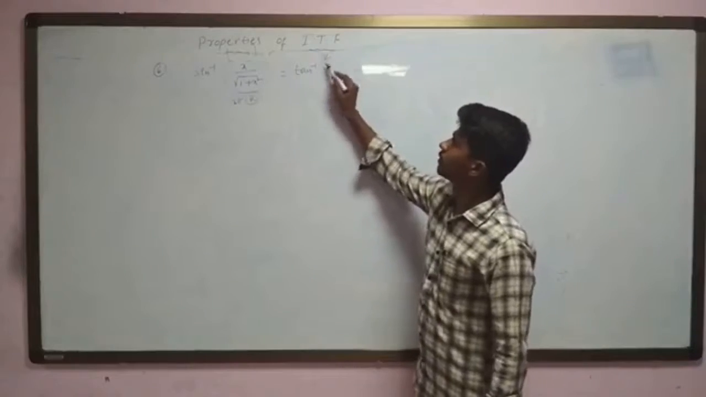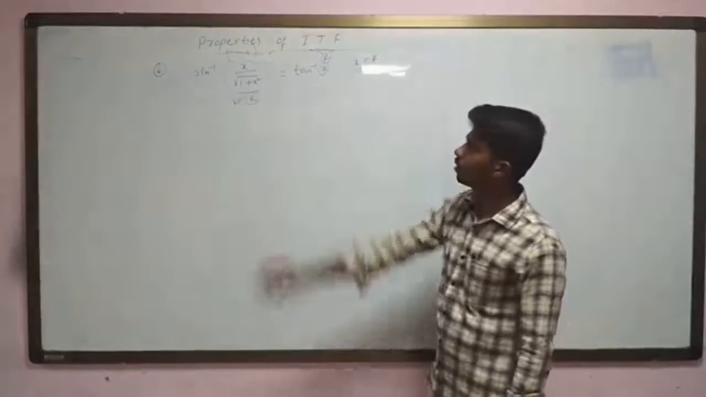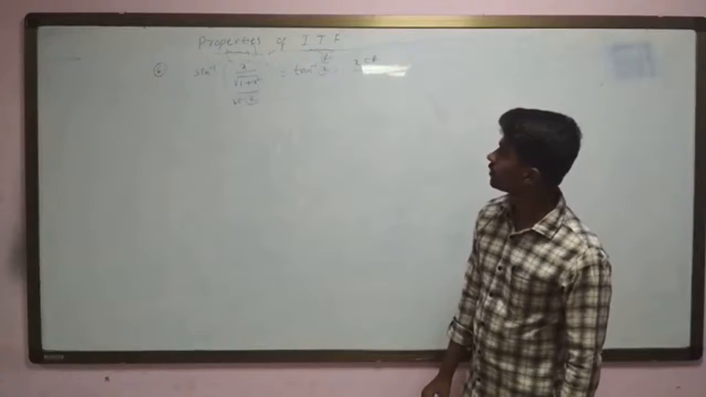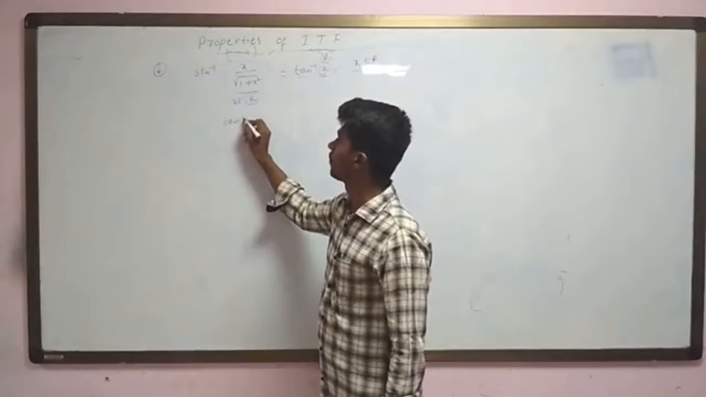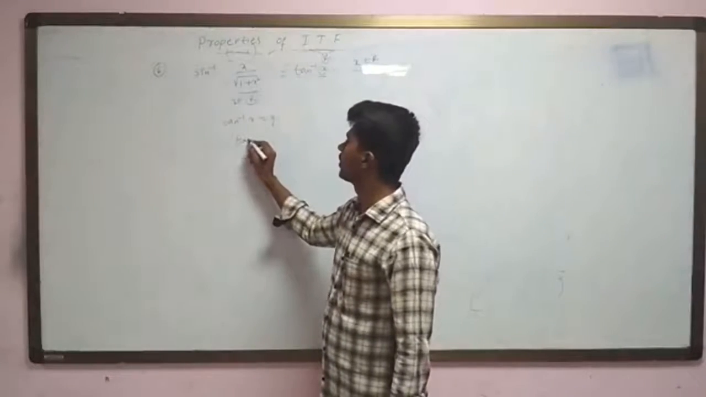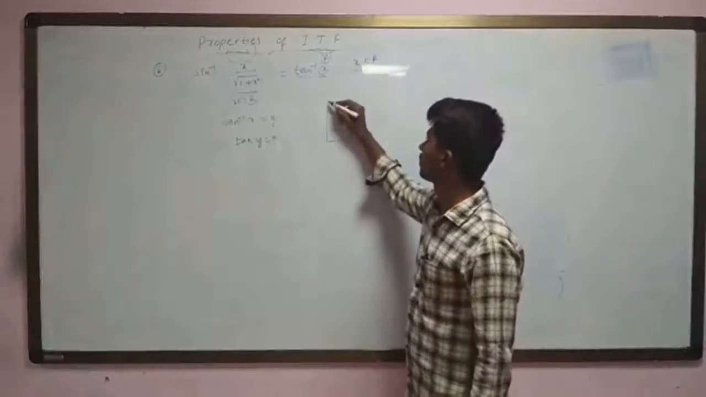All real numbers. So from these two, what you can write, the x belongs to R. See, I am going to prove this. Tan inverse x, take tan inverse x as y. Then tan y will be equal to x. Take a right angle triangle.